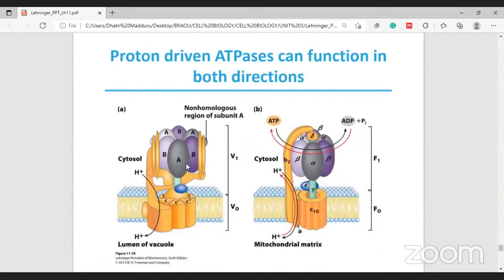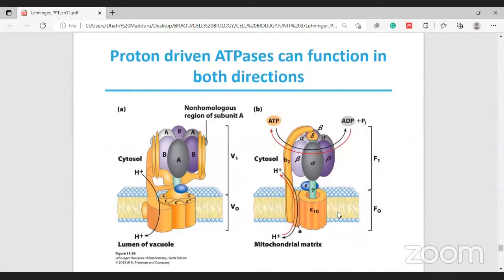So this is how the F0 and F1 particles look. The below portion is F0 and the upper portion is F1. These are the ATPase enzymes. This F1 is present in the cytosolic portion and the F0 portion is present in the mitochondrial membrane. F0 acts as a motor, which will help in the movement of the F1 particle.